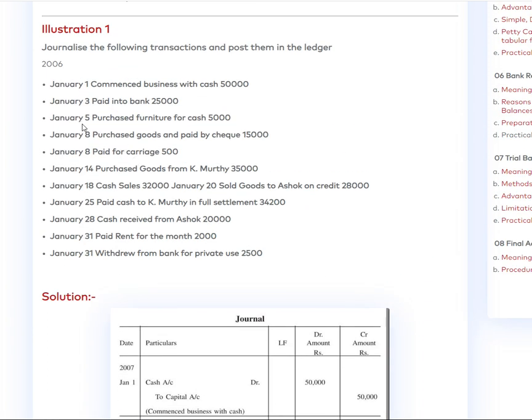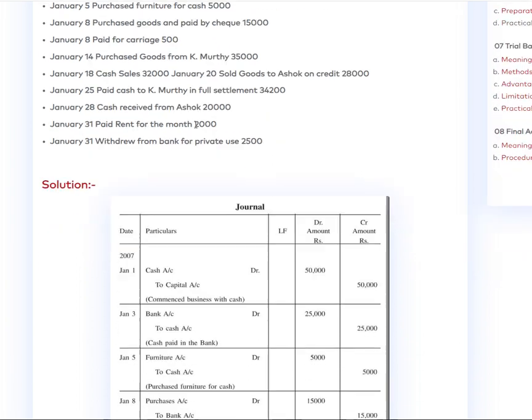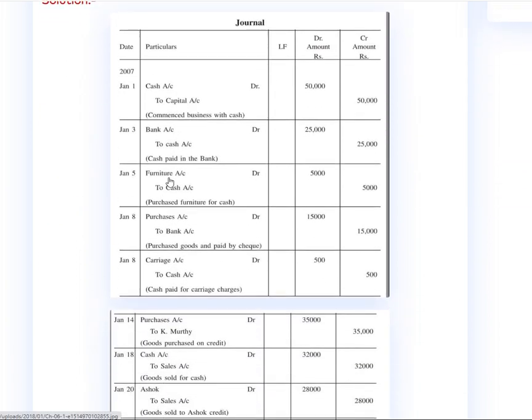Next transaction, January 5th, purchase furniture for cash. They are directly saying that the furniture is being purchased by paying cash. Cash in your hand is reducing because you have paid it to buy the furniture. Furniture is increasing. Furniture is an asset, so here you have to specify that asset. The journal entry on January 5th is furniture account debtor to cash account. Amount is 5,000. The narration is purchase furniture for cash.